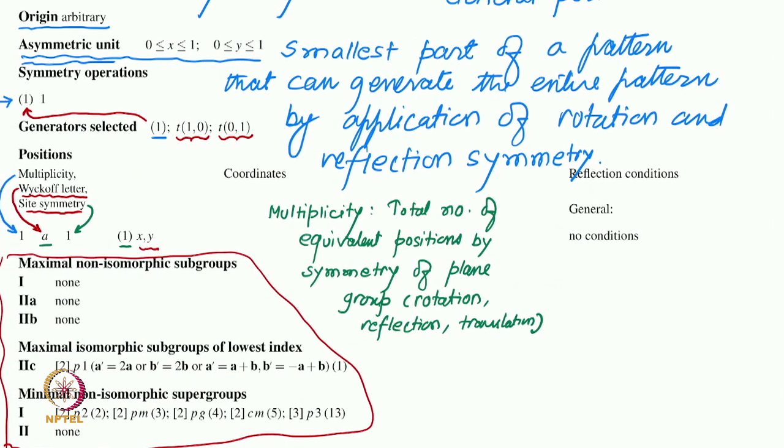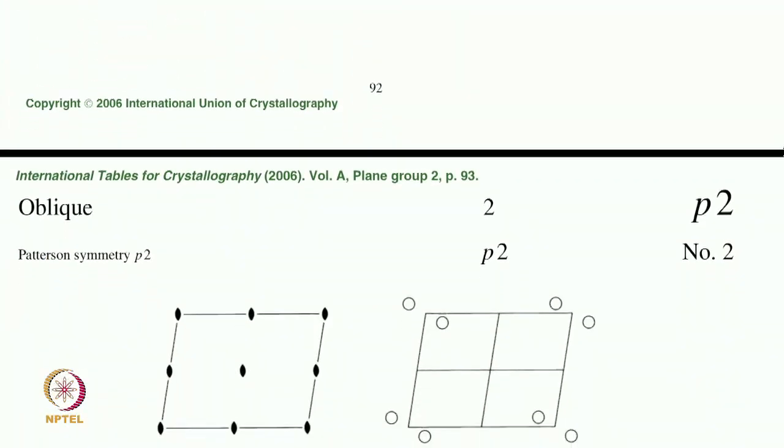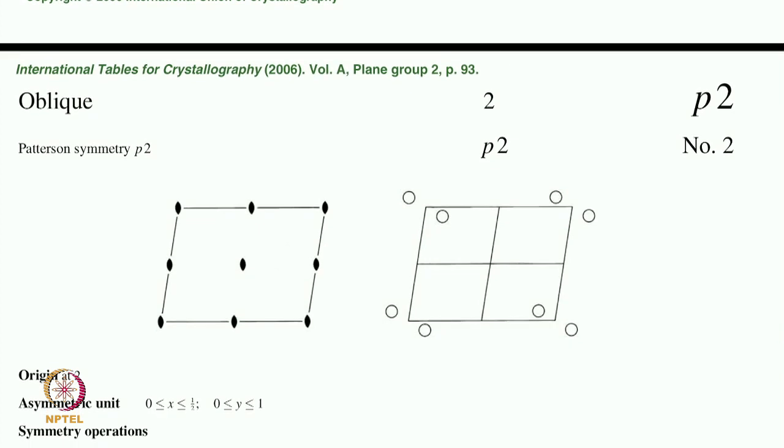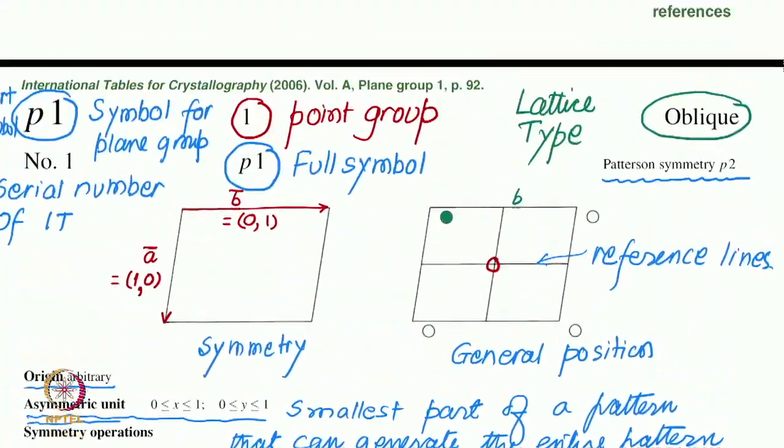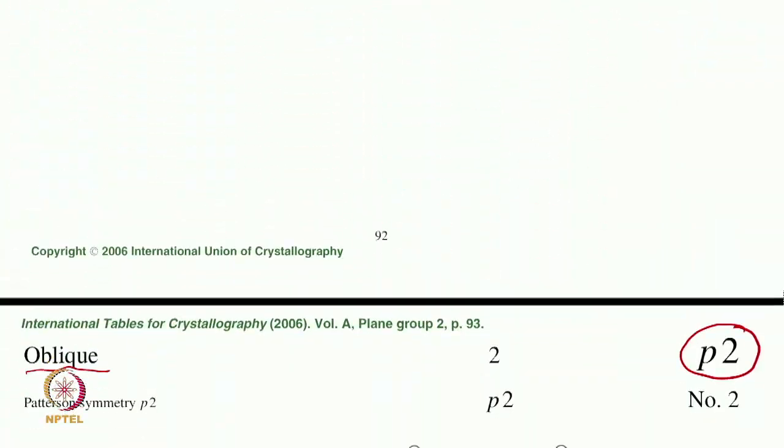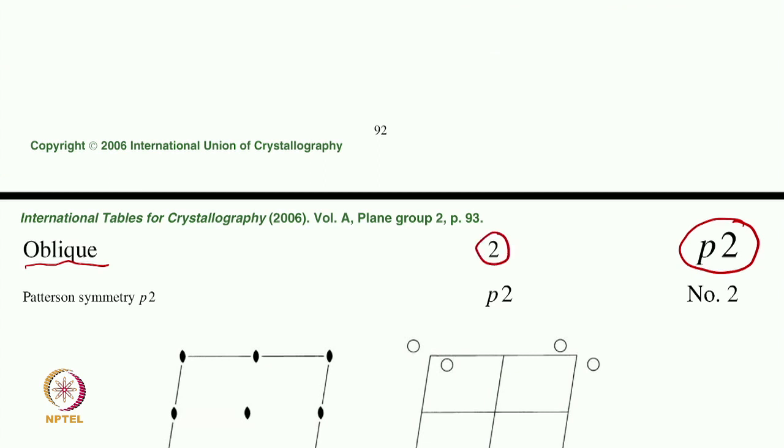On the right hand side you also see there are some reflection conditions. Those who are interested in diffraction have to worry about this also. But if you look at the structure in a purely geometrical way, not connecting it with diffraction, then these reflection conditions are not important. Now comes the plane group P2. Again the lattice is oblique. Now the point group, I told you that the middle symbol is the point group. So, point group 2.